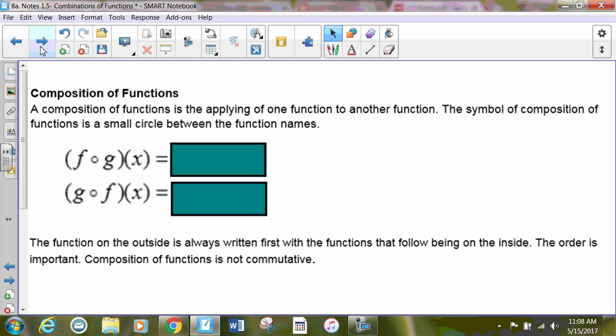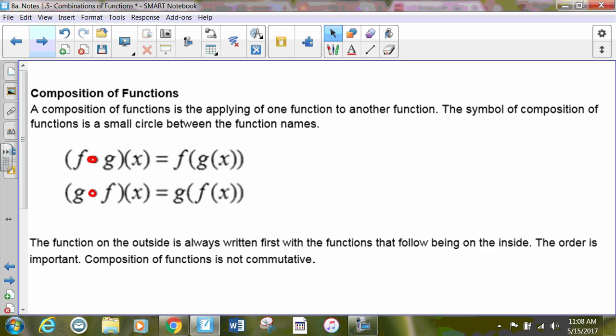Okay, composition of functions. This is fun. This is where we've got the funky open circle right here. What does this mean? It's fog, right? Fog and Goff. So let's see what fog and Goff means. When we have that, that's really saying f of g of x, which is kind of fun. Actually, I like these problems. And then Goff is g of f of x.